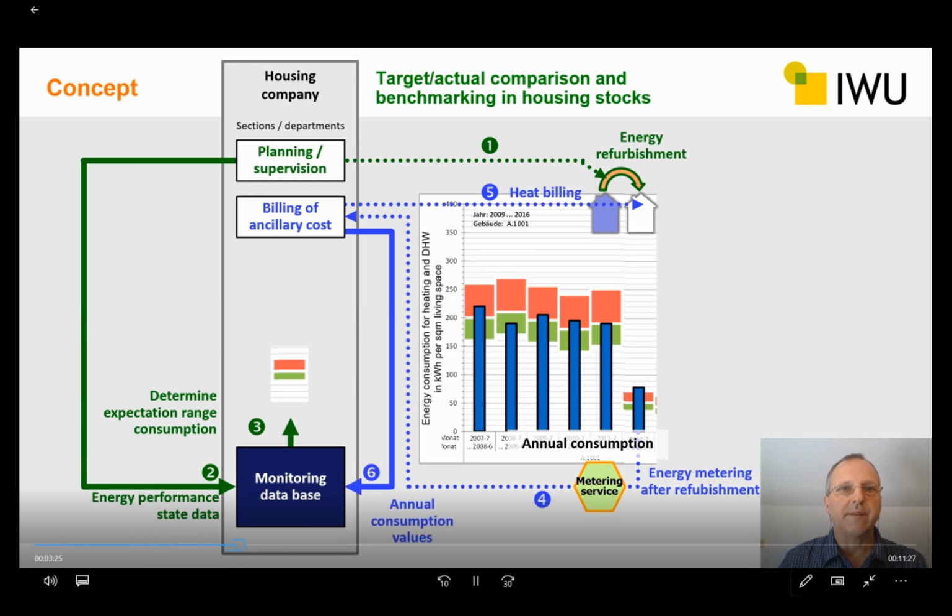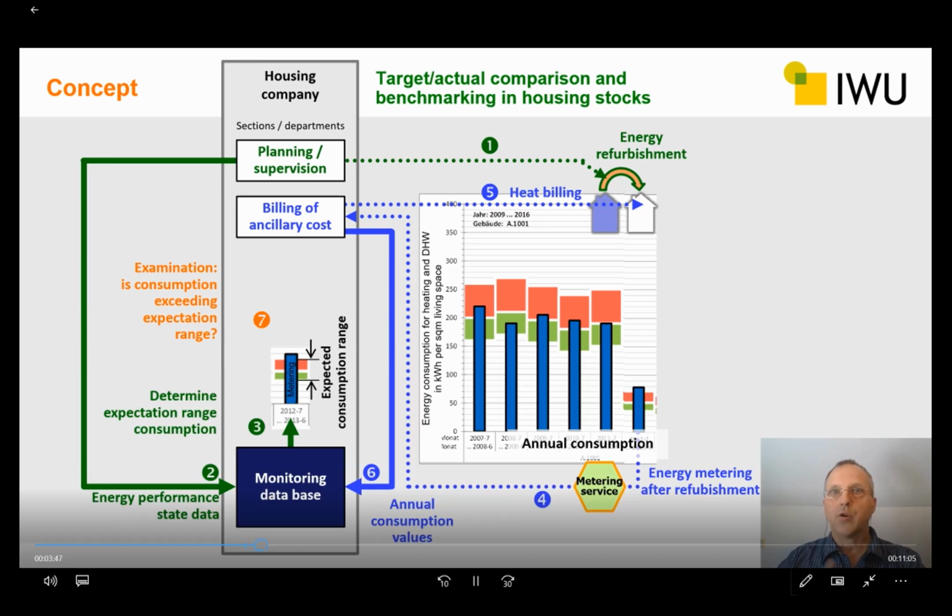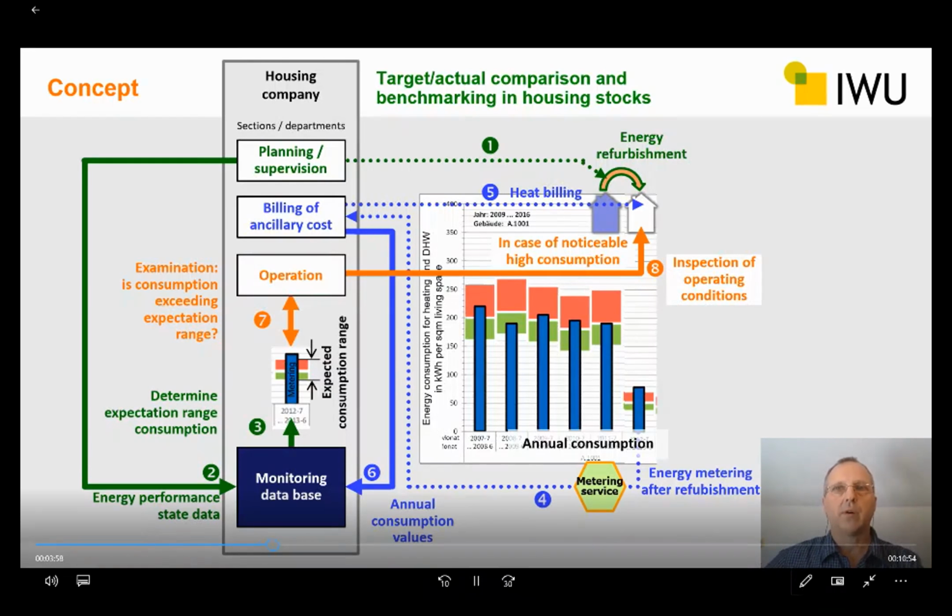Now, the new element is that we store the information about the annual energy consumption also in the monitoring database and assign it to the information about the energy state of the building. So now we can compare the metering with the expected range of energy consumption. Usually, there will be no problem, that will fit, but in some cases there may be an exceedance, and in these cases we can have a closer look at the operating conditions of the building, maybe also at the user behavior.